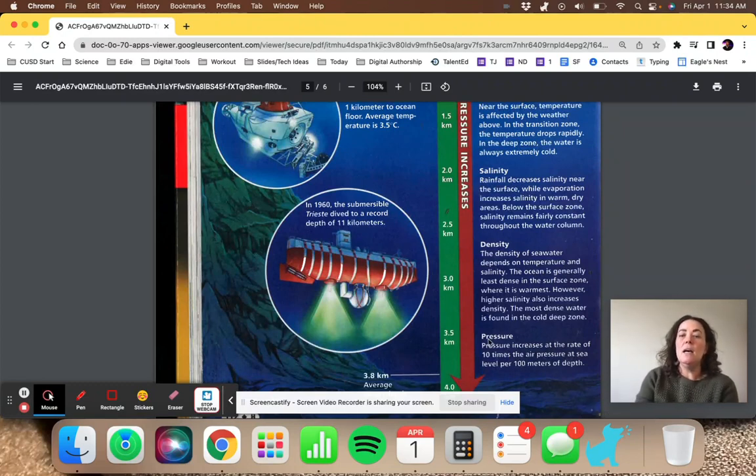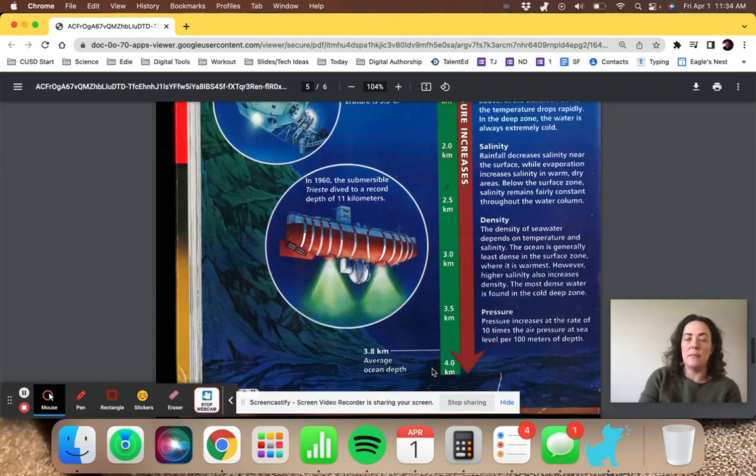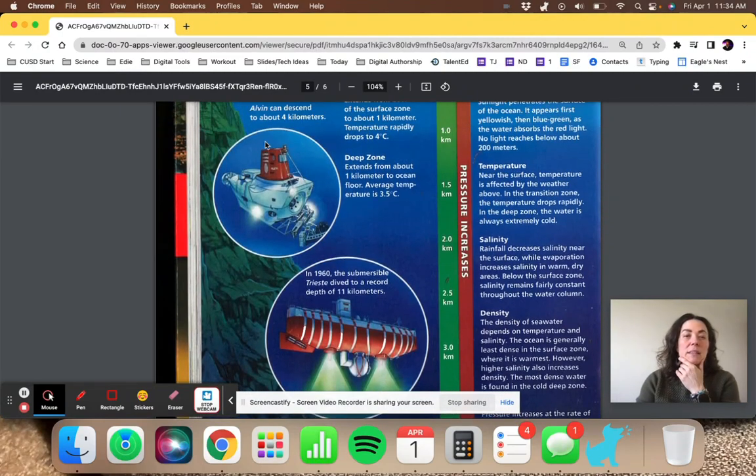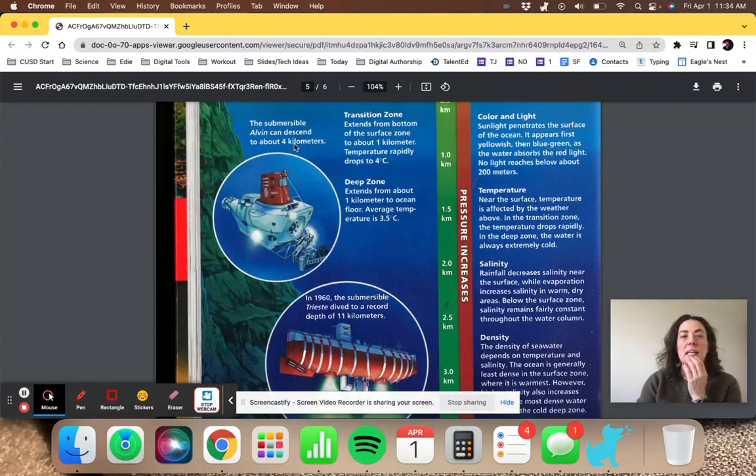So the pressure increases at the rate of 10 times the air pressure at sea level per 100 meters. And you can see that there. So we do have these two, what we call submersibles, that you're seeing here. This is called the submersible, and it can descend to about 4 kilometers. Again, that pressure is pretty intense.